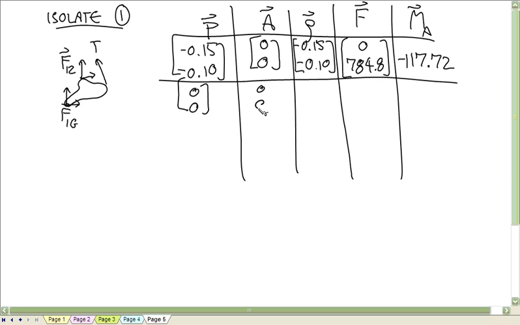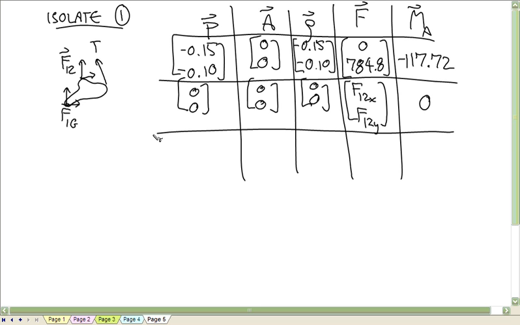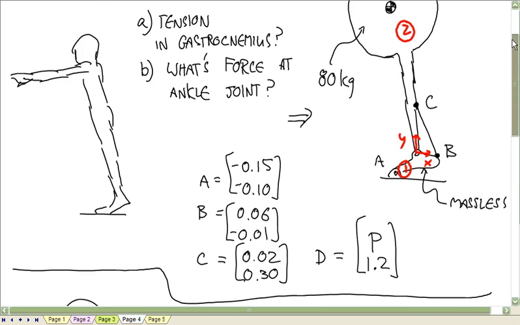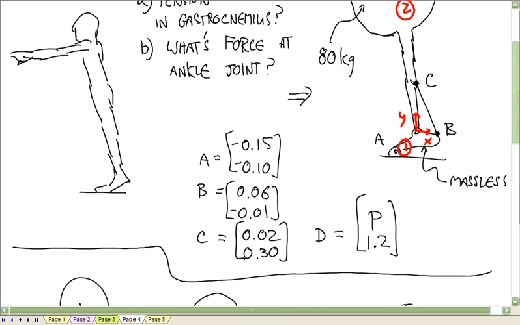Then this reaction force is at 0, 0, so rho is 0, 0. The force is 12x, 12y. The moment is 0. And now we have to deal with this tension. Since we're not given the distance from this line of action to the ankle joint, we're going to use a unit vector. For the tension direction, we know that that force is going to go from B to C. So it's going to be 0.02, 0.3 minus 0.06, negative 0.01.